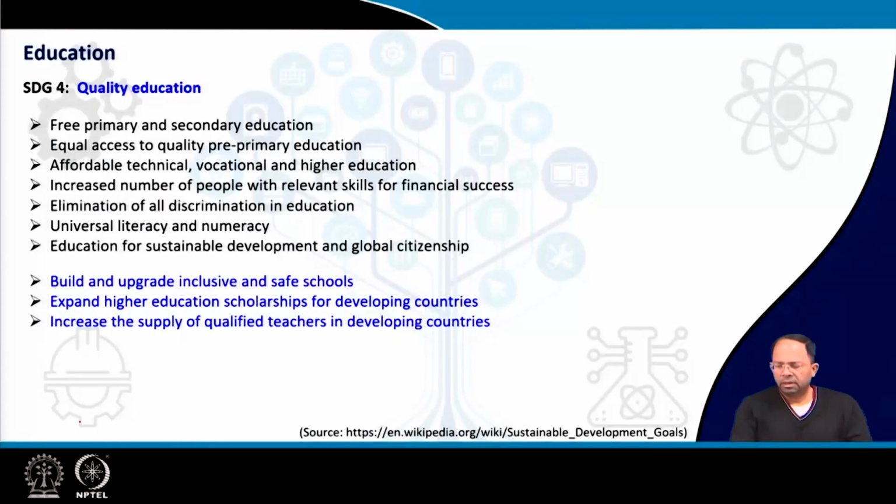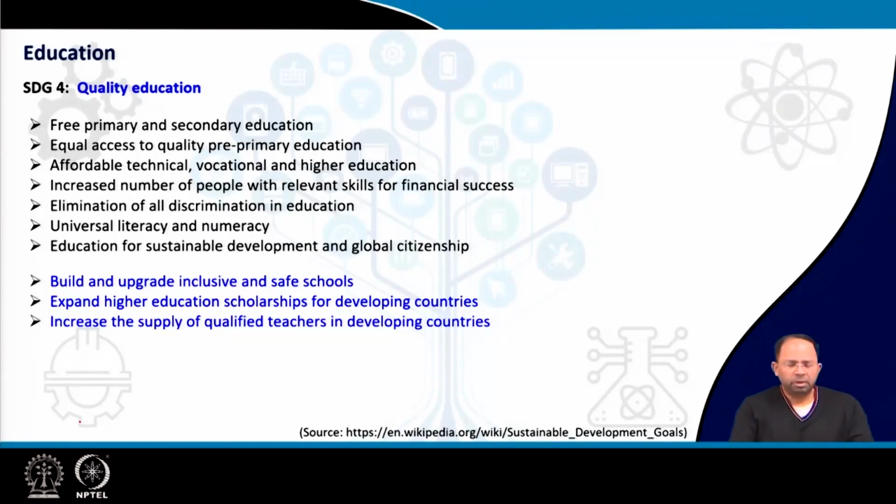As we have learnt earlier, SDG 4 is about providing quality education for sustainable development. This is one of the most important sustainable development goals, because education is the basis for jobs and acquiring skills, which is again linked to poverty eradication. It's linked to economic development and so on.